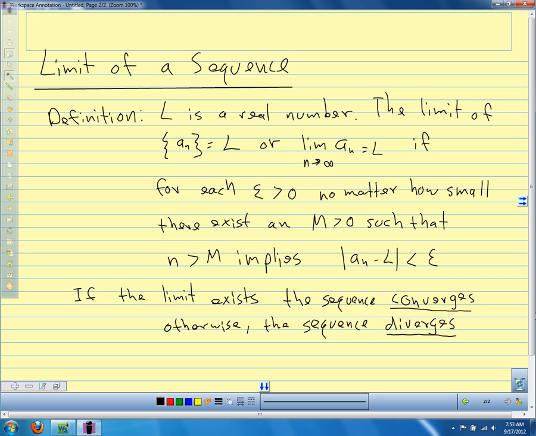Yes? If this is the definition for a limit, how can you use the word limit in the definition? In the definition it says the limit of a sub n equals L. Wouldn't that assume you already know what a limit is? L is the limit. L is just some number. Okay, so L is just some number.